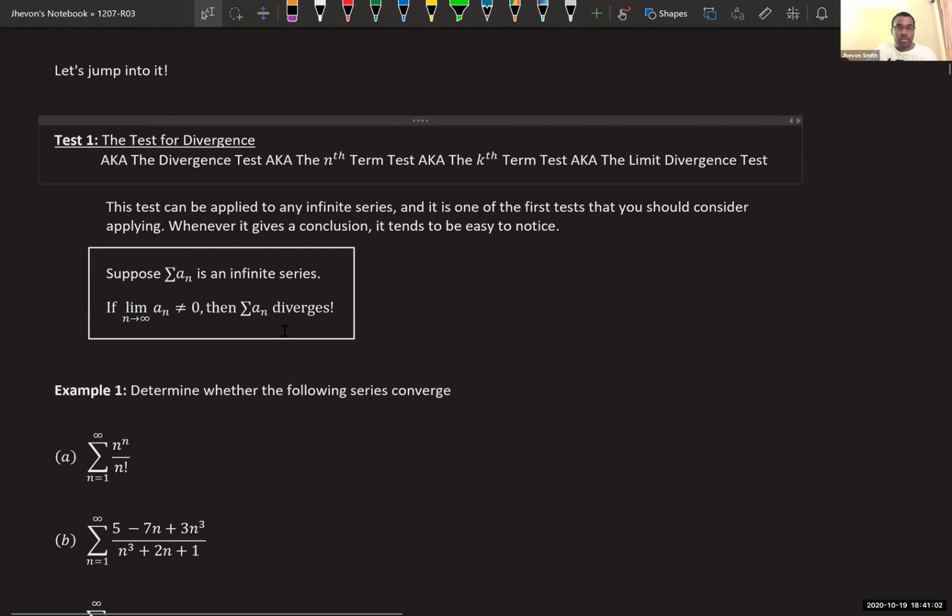So this is called the test for divergence, aka the divergence test, the nth term test, the kth term test, aka the limit divergence test. They're all sort of the same thing, but they'll either have divergence in the title or something like nth term or kth term in the title. And here's what the test says.